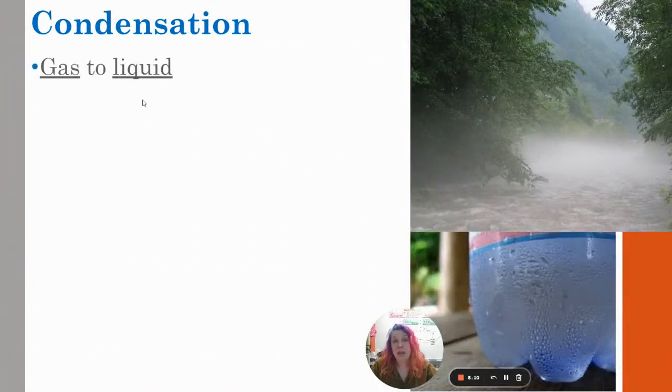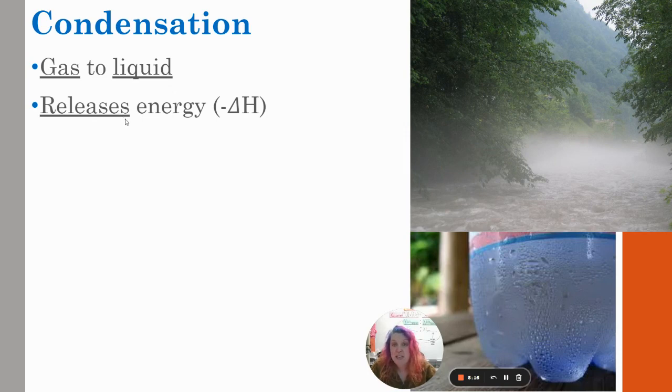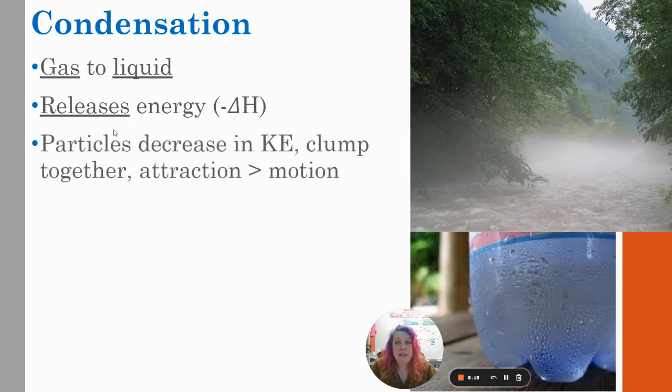Condensation, going from gas to liquid. This is going to release energy, right? And that means a negative delta H. That's exothermic. If we release energy, the particles are going to decrease in kinetic energy, and they're going to start to clump together, which means the attractive forces between them will start to increase. This also means that the motion is going to decrease. If we see a decrease in kinetic energy, a decrease in motion, that means we're also going to have a decrease in temperature.